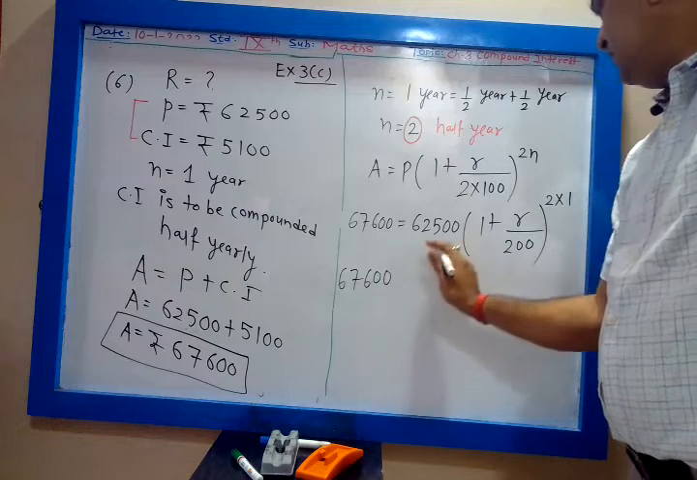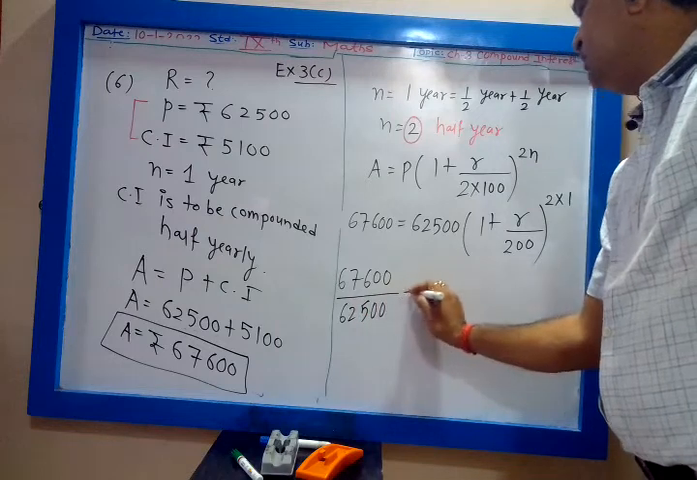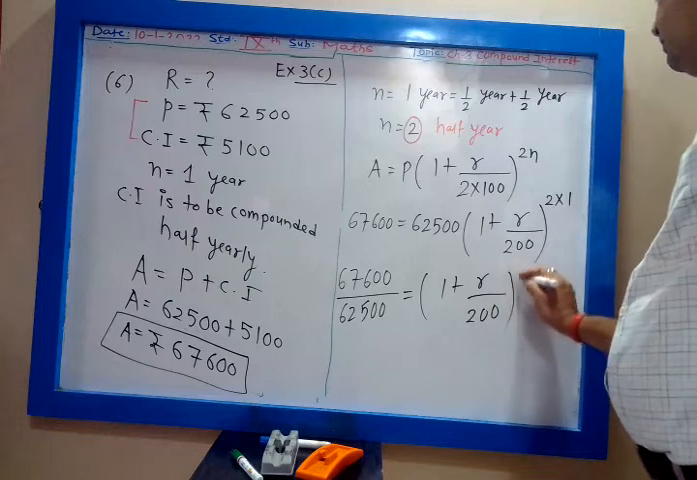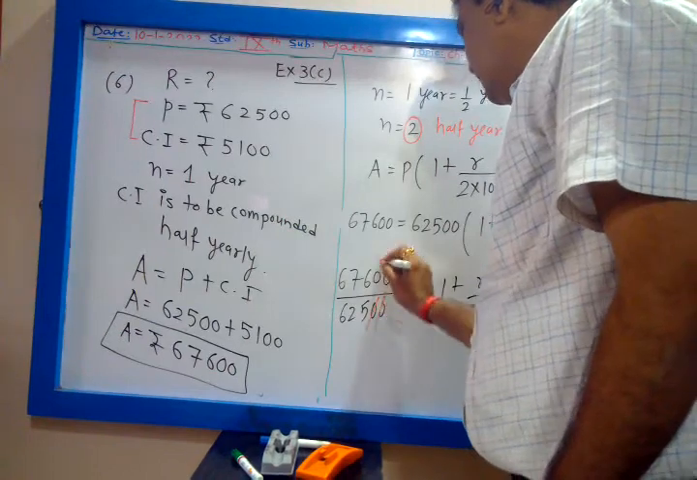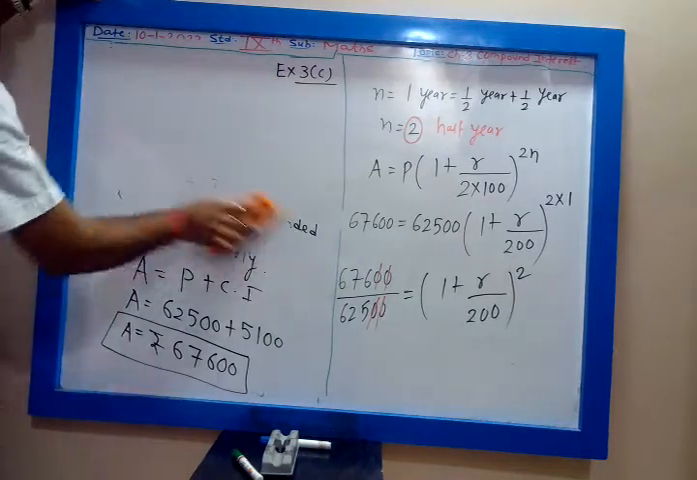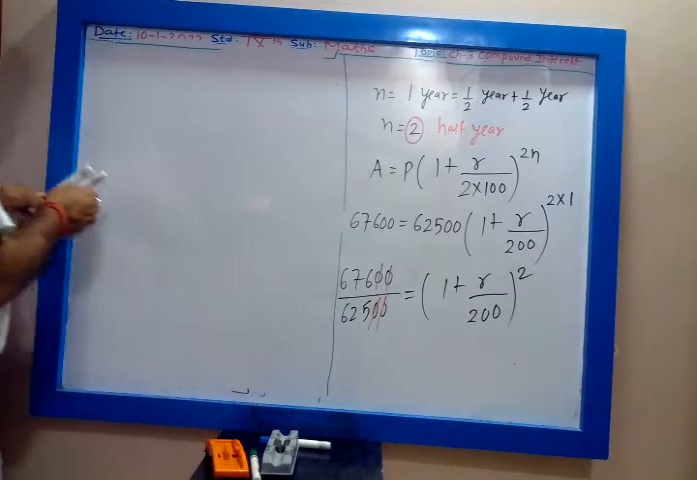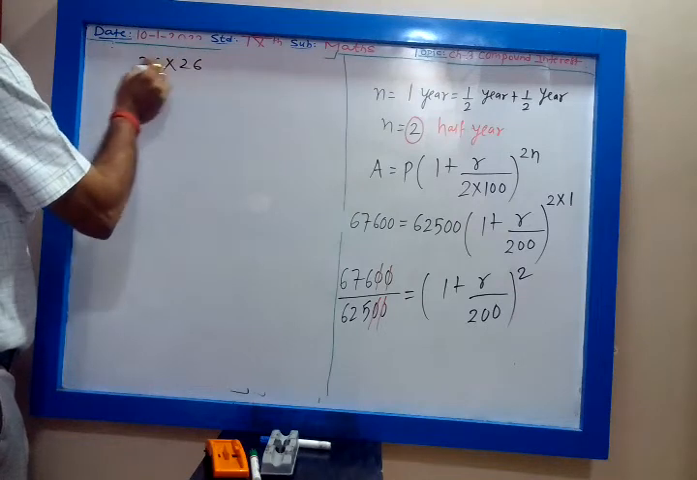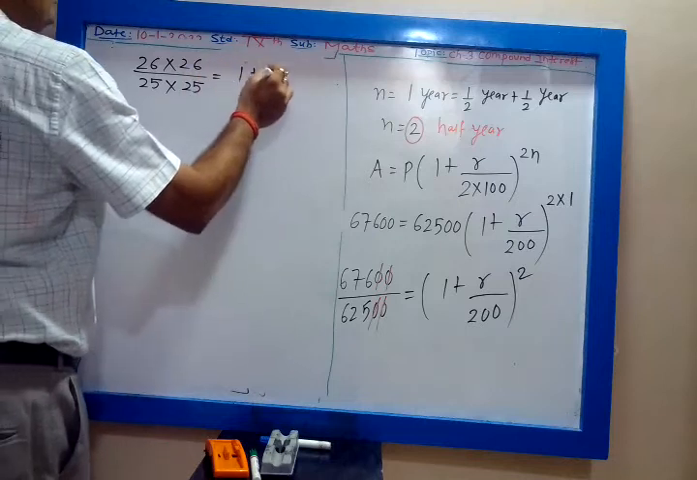67,600 will go in the division. 67,600 upon 62,500 is equal to 1 plus R upon 200 raised to 2. So 2 zeros get cancelled. Now you find the square root. So this is 676, which means 26 into 26 upon 25 into 25, is equal to 1 plus R upon 100 raised to 2.